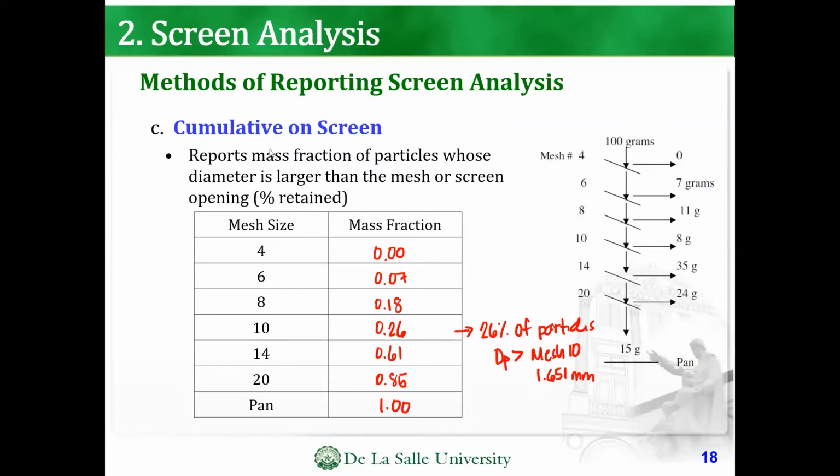And then another one is cumulative on the screen. So that means everything can be left on the pan, right? Since everything passed through 4, nothing is left on 4. Only 7% is retained on 6, because 7 grams out of 100 grams is retained on mesh 6. It's 7. So plus 11 is 18, which can be retained on mesh 8, etc.